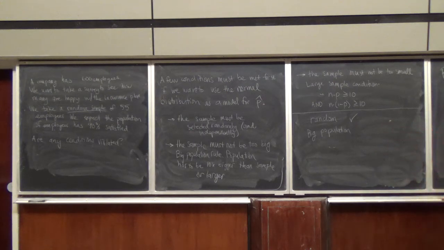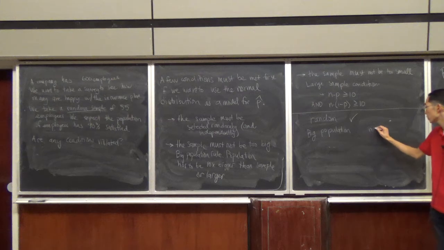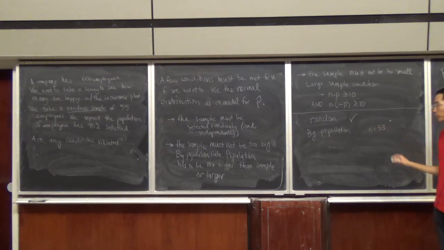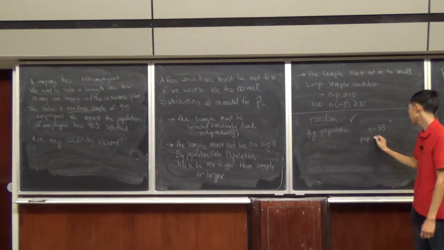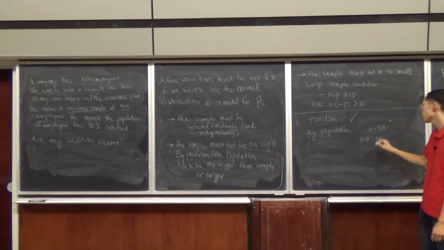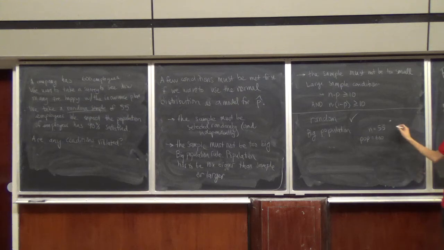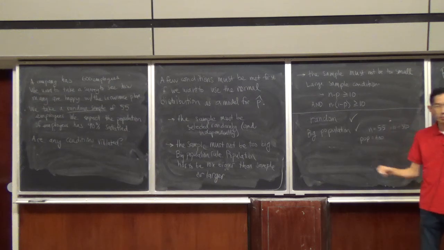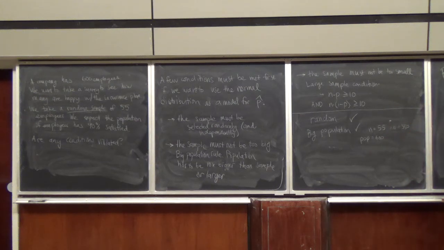So how big is our sample? Our sample is 55 people. How big is our population? 600. Is our population 10 times bigger than our sample or more? Yes, because 55 times 10 is 550, and our population is 600. So the big population condition is met.